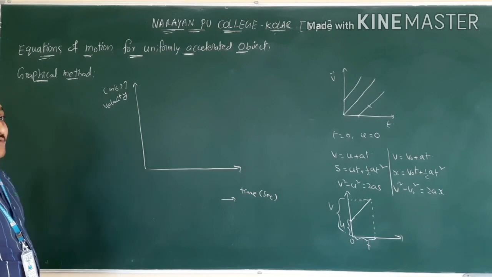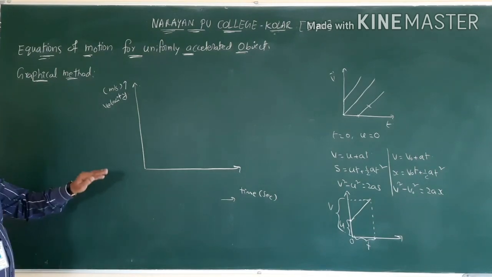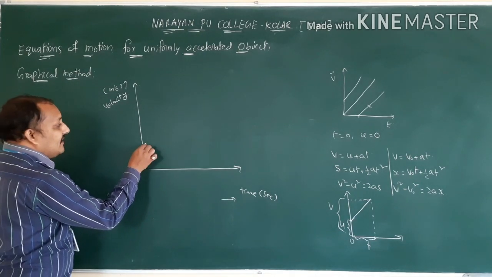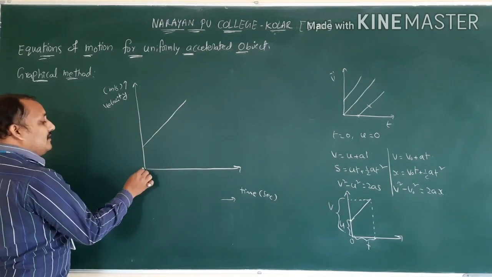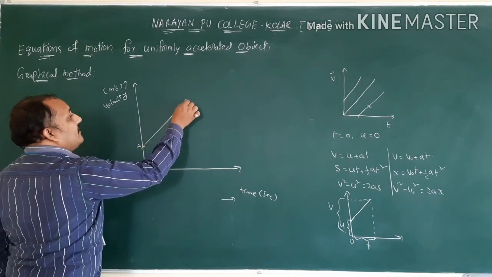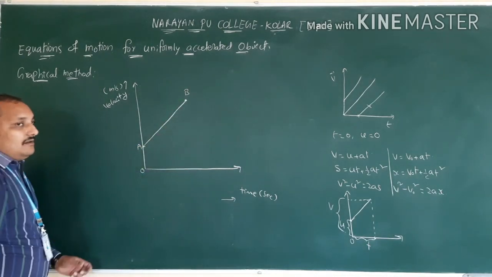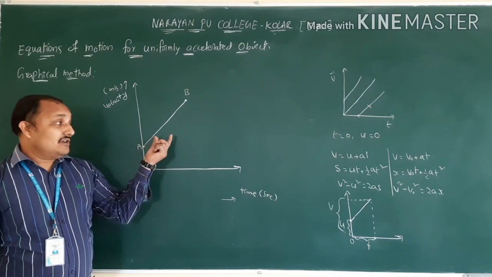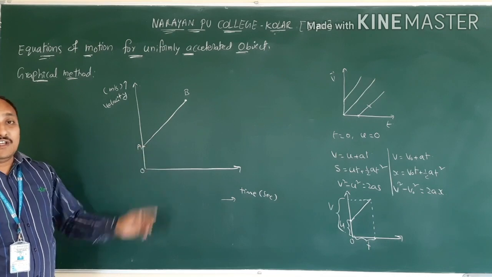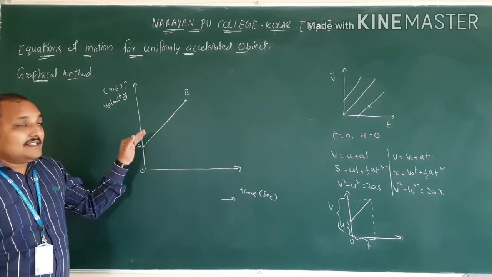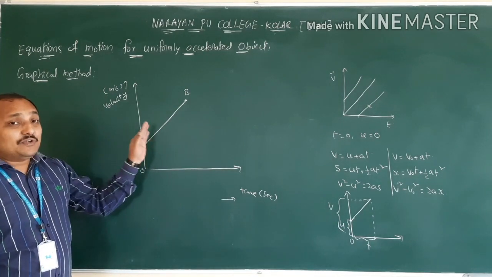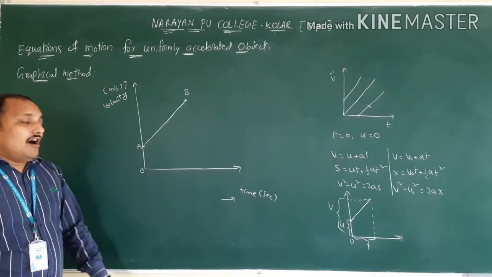Whenever an object is moving with uniform acceleration with initial velocity u and final velocity v, the graph will come like this. This is origin O. This one you can take as A, and this one as B. Again, you should not ask how this graph came. Already we discussed the nature of the graphs. Therefore, this is the graph between velocity and time for a uniformly accelerated object.